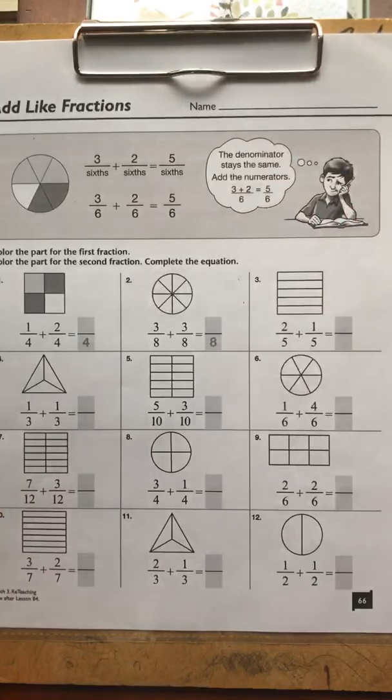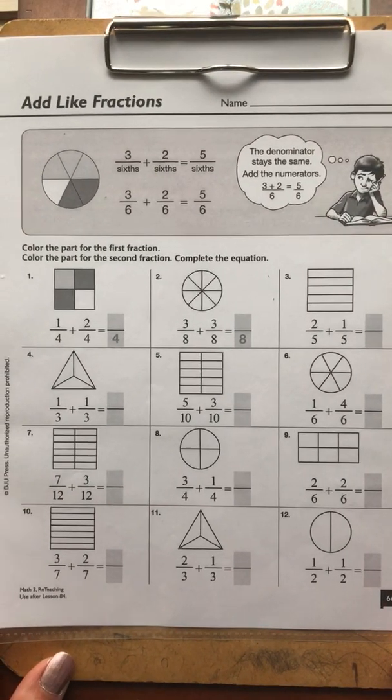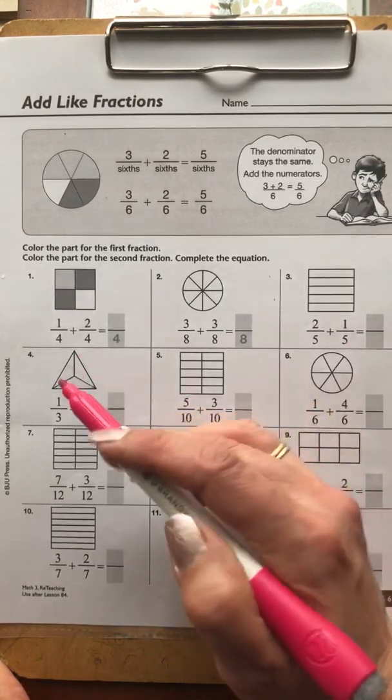We're adding like fractions. This is actually really easy. When we add fractions, the denominator stays the same. The only numbers that you're plussing or adding are the numerators at the top. So let's look at number 1.